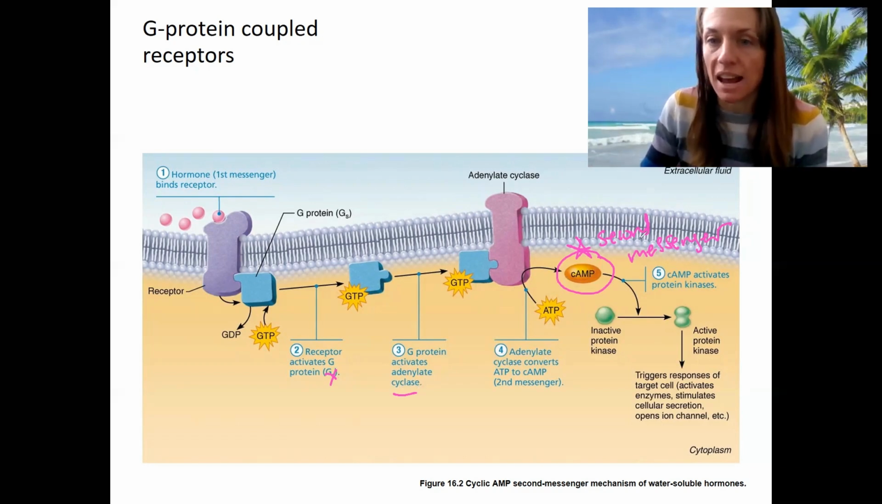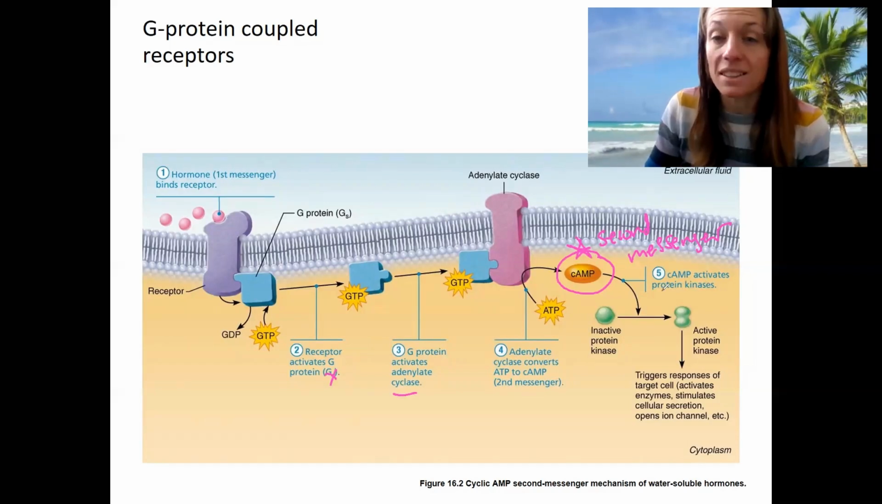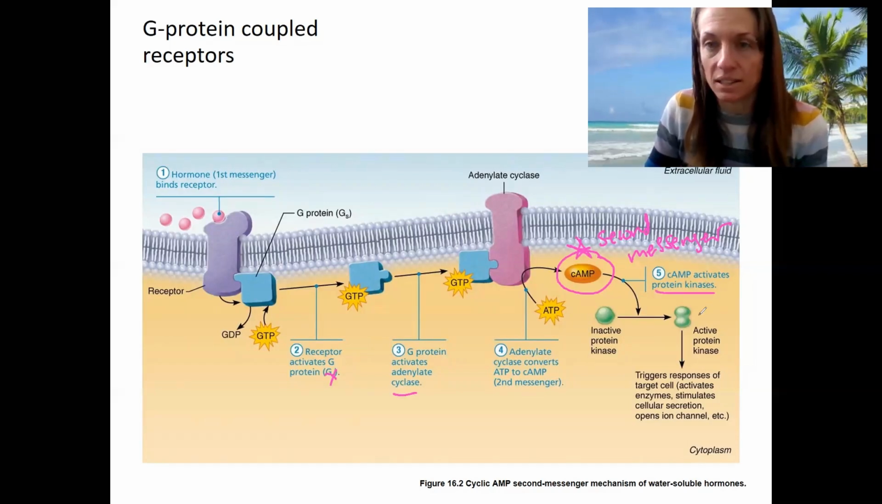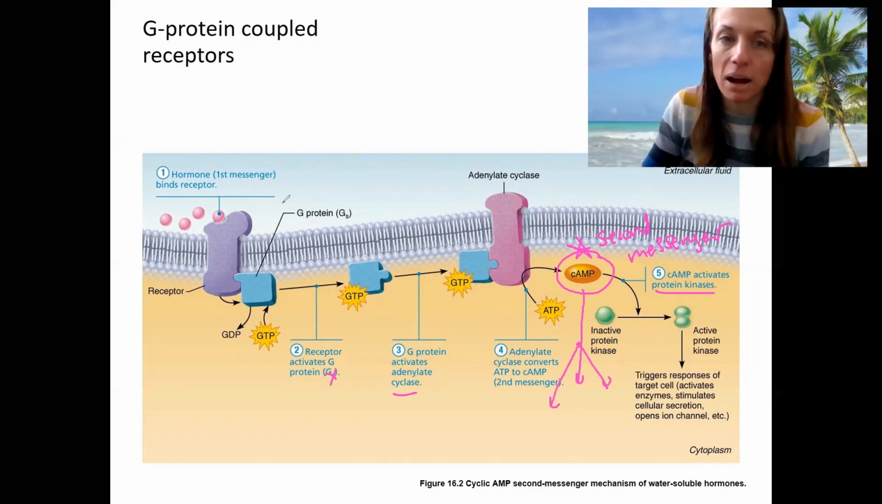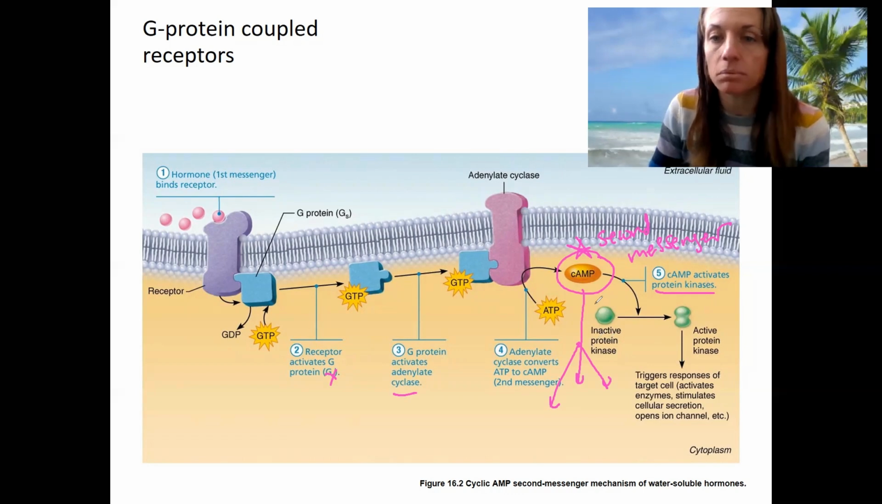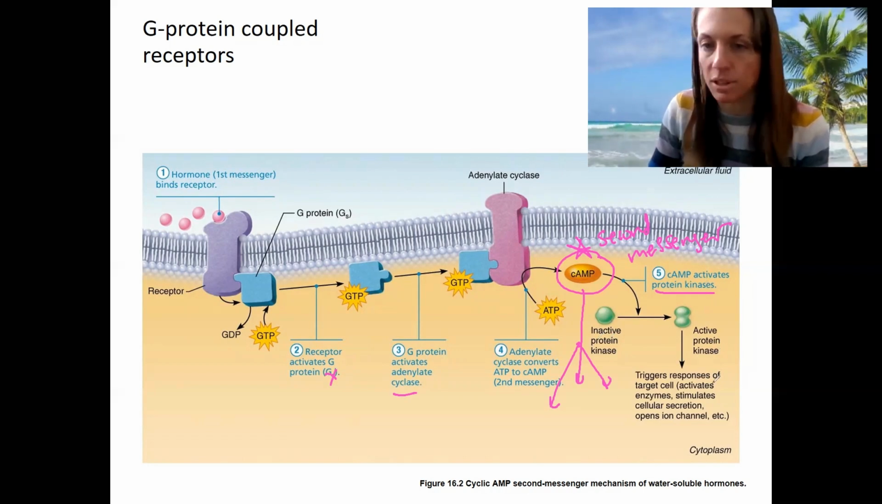This is the messenger that can act inside the cell. It can do things like activate protein kinase. This is one example of what it can do. cAMP could do potentially other things. It's converting the message from outside of the cell to inside the cell, cellular transduction. Protein kinase can phosphorylate other proteins to activate them. So this has all kinds of effects on the cell.